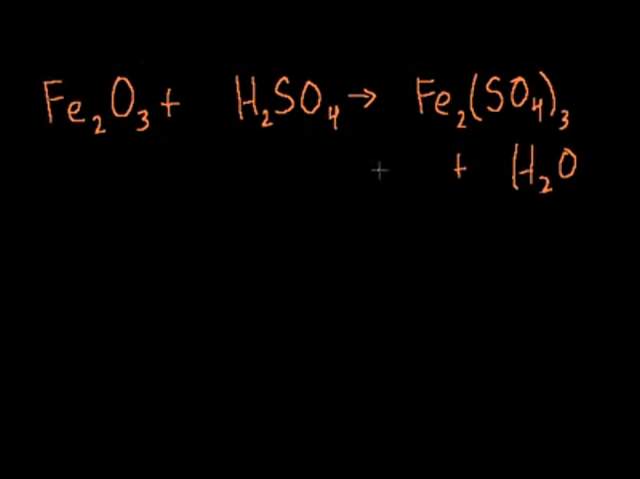So this one looks all hairy. I have iron oxide plus sulfuric acid yields all this hairy stuff. But the key here to realize is that this sulfate group stays together, right? You have this SO4 there, and you have this SO4 there. So to really simplify things for our head, you can treat that like an atom. So let's make a substitution. We'll substitute that for X.